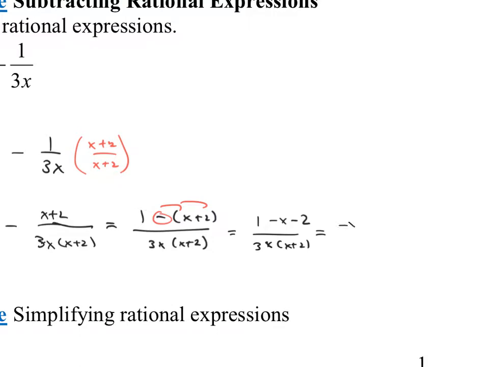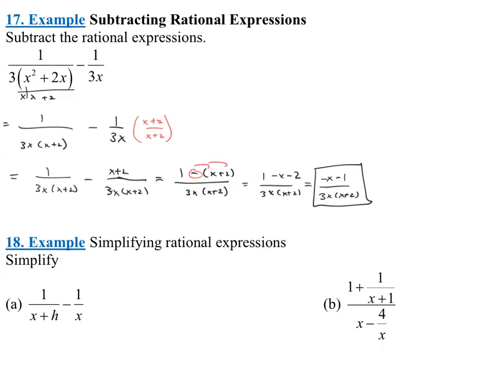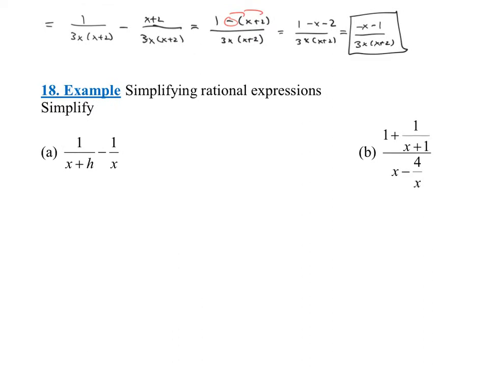Well, I'd have a minus x, and then 1 minus 2 would be a minus 1, all over 3x times x plus 2. I don't know if it's driving you nuts, I noticed that there's a negative in common on top. I could factor out the negative. That's not going to do me any good, though. So I'm fine with you stopping the answer right here. If you factored out that negative in the numerator, that's perfectly fine as well. Totally up to you.